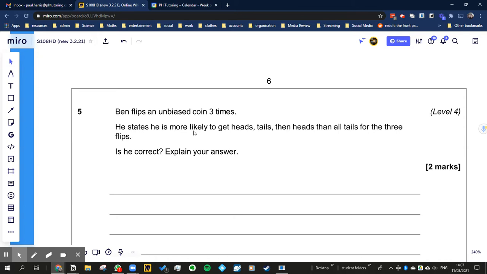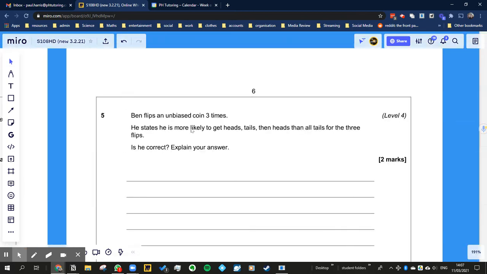Ben flips an unbiased coin 3 times, so each time is going to be heads or tails. He states that it's more likely to get heads, tails, heads than all tails for the 3 flips. So let's have a look. Is he correct? No, because he's describing a specific outcome, although the outcome that he's describing looks fairly random. It's not random because he's described it. So it's heads, tails, heads.